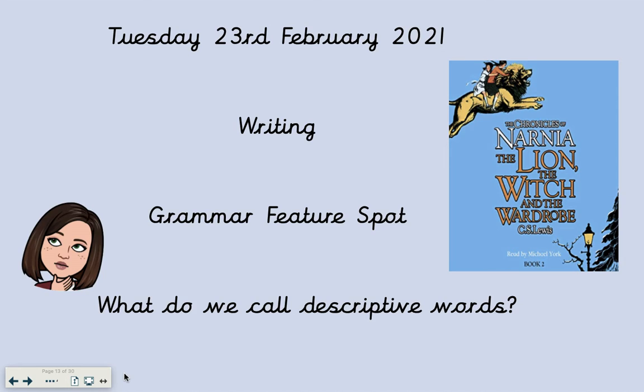Year 5. So today we are going to be looking at our grammar feature spotting. Yesterday we looked at genre feature spotting. Today we are focusing on some grammar, okay? We're going to look at some grammar today and also tomorrow as well, so it's not all of it covered today. I'm just going to have a look at a little snippet from our example text yesterday and apply that to our chapter 1 of The Lion, the Witch and the Wardrobe.